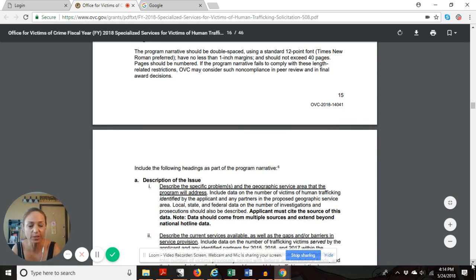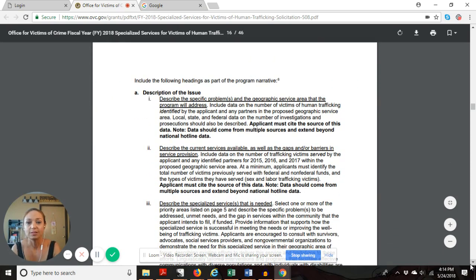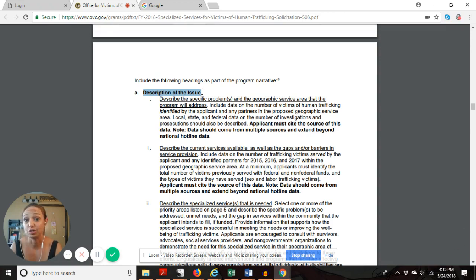Okay, so let's go on. Let's get through this, guys. So, description of the issue. This is kind of where I want to close today. Well, I have a couple more things, but here is what you want to use as your headers. So when you're writing, you can just take this and say a description of issue. That's exactly how you want your grant application to look.